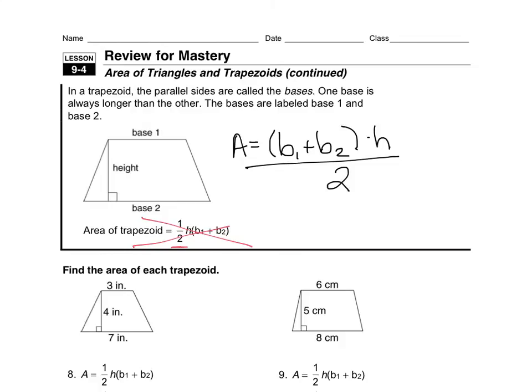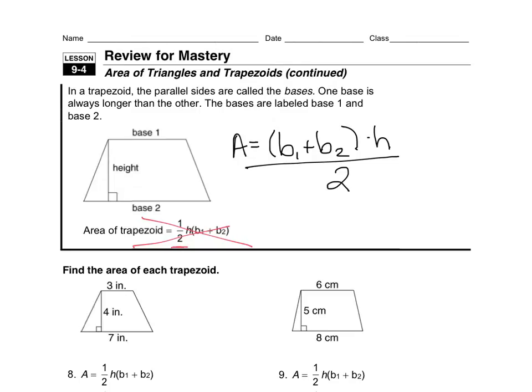Now you'll notice the last 2 formulas that we've done, triangles and trapezoids, we're dividing the big number by 2. Triangle starts with the letter T, trapezoid starts with the letter T, and the number 2, when you spell it out, starts with the letter T. So when you see triangles, trapezoids, you need to divide by 2.